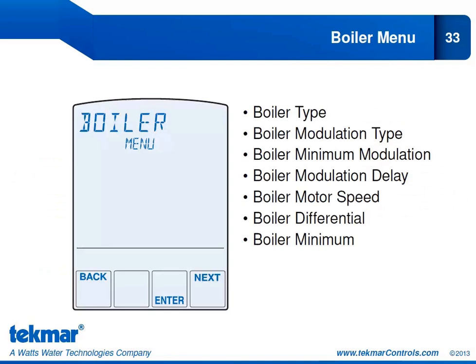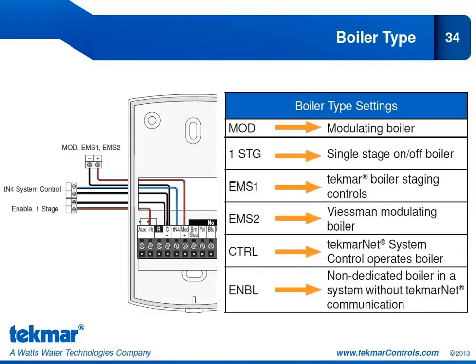The boiler menu is where you will configure your boiler type. So we looked early in this presentation at the different boiler types that are possible, and we'll revisit that in a minute. It's also where you will put in what modulation type. Is it 0 to 10 or 4 to 20? You can specify the minimum modulation and if there is a modulation delay for your boiler. You will also enter the boiler motor speed, the boiler differential, and the boiler minimum if there is one for your boiler.